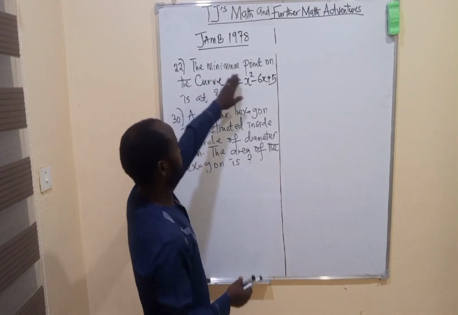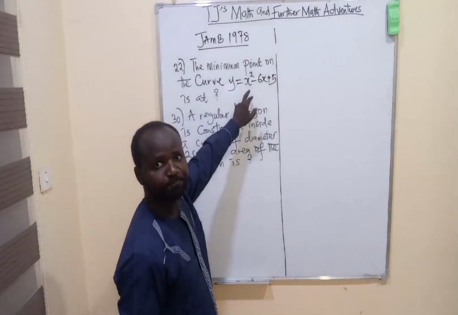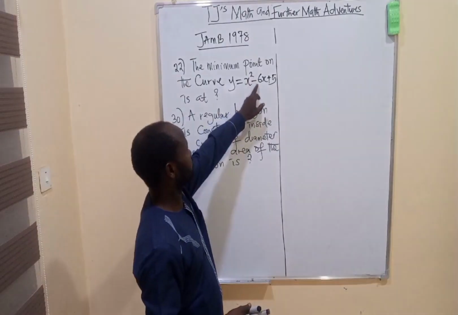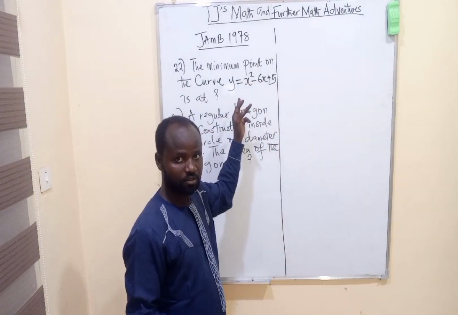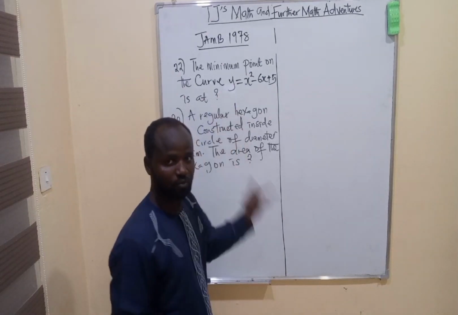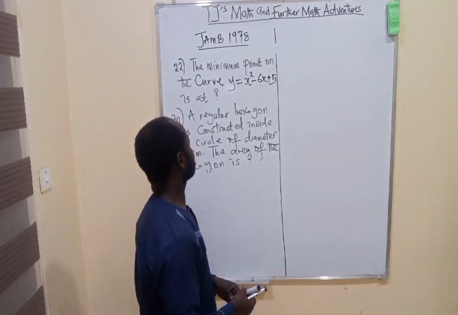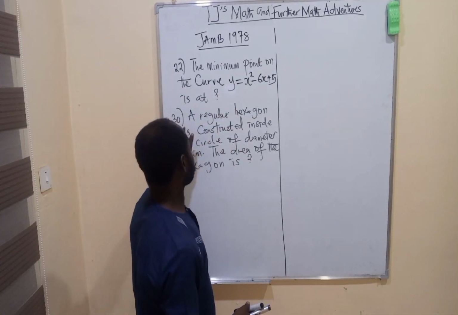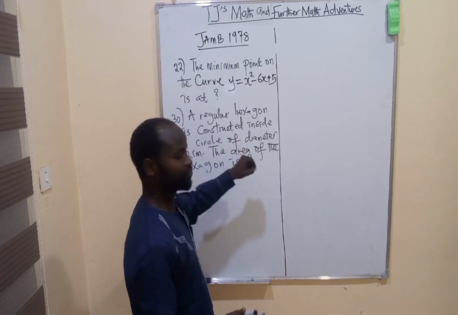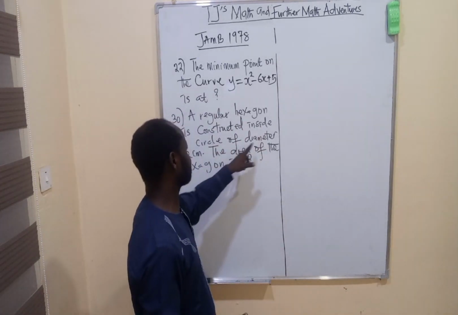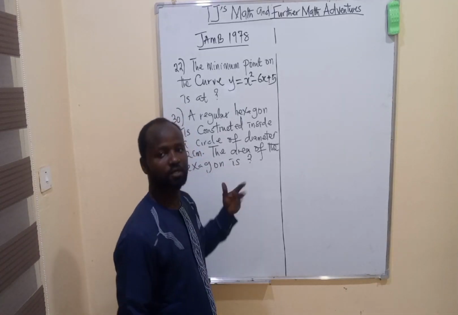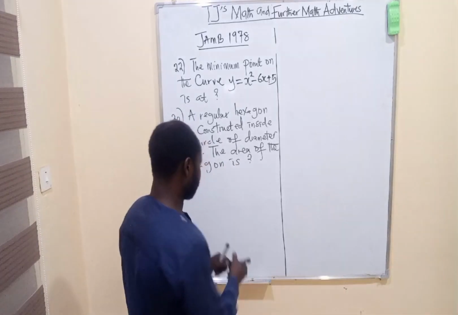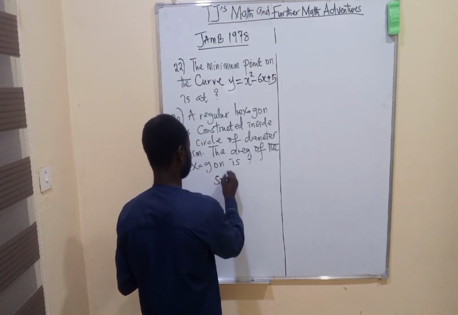Question 22 reads: the minimum point on the curve y equals x squared minus 6x plus 5 is at what? The minimum point will occur at what point? Then question 30: a regular hexagon is constructed inside a circle of diameter 12 cm. The area of the hexagon is what? So let's look at how we can solve this.